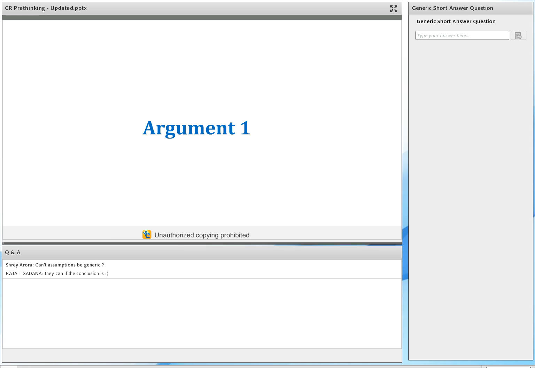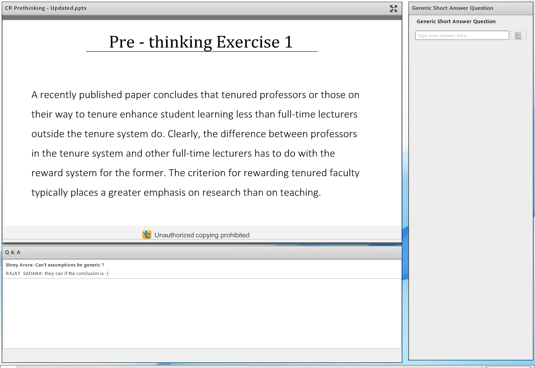Okay. With that, we're going to take our first proper argument, not like the example argument that we did, which was a very simple one, but our first proper argument. And here is the argument. Now remember, get a pen and paper ready.